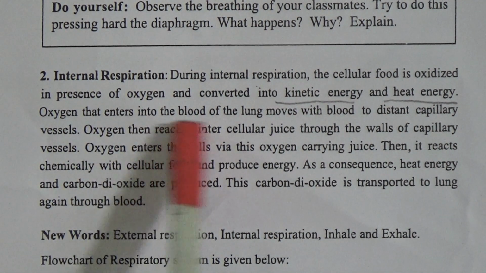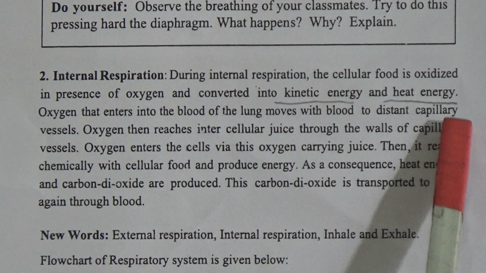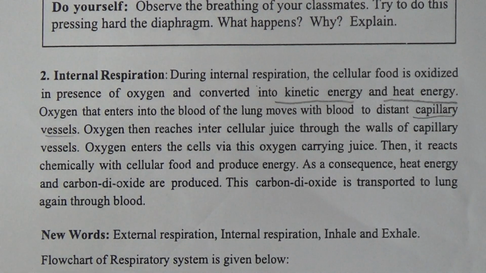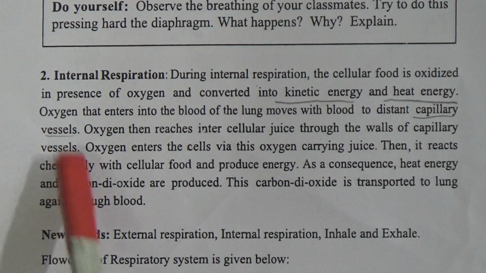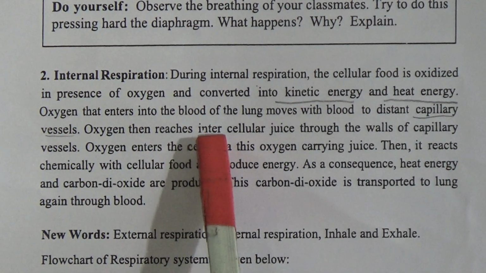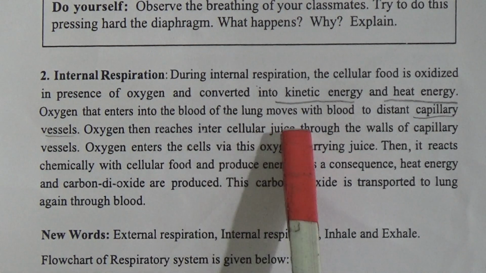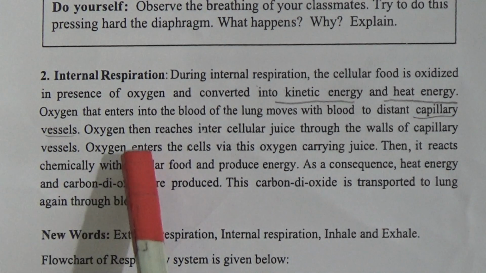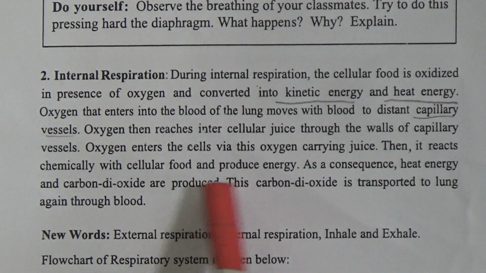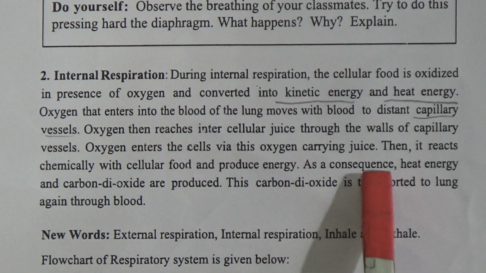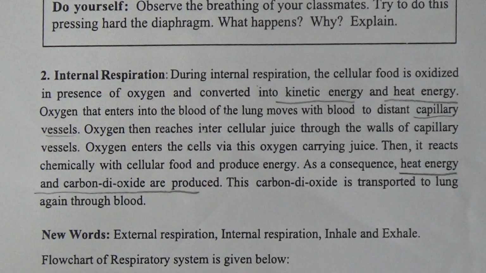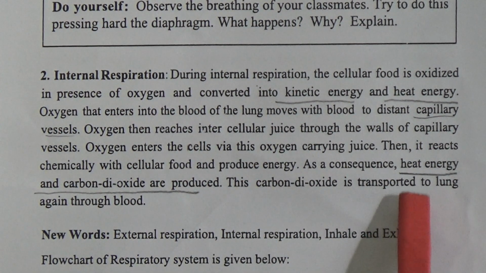Oxygen that enters into the blood of the lung moves with blood to distant capillary vessels. Here are capillary vessels. In our previous class, I told that they are small blood vessels, like waves inside our cell. Oxygen then reaches intercellular juice through the wall of capillary vessels. Oxygen enters the cells via this oxygen-carrying juice. Then it reacts chemically with cellular food and produces energy. As a consequence, heat energy and carbon dioxide are produced. This carbon dioxide is transported to lung again through blood.